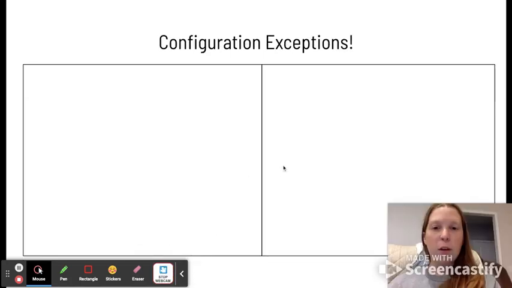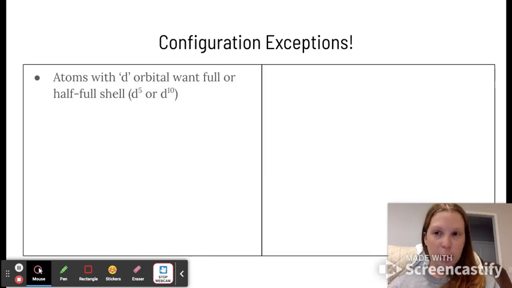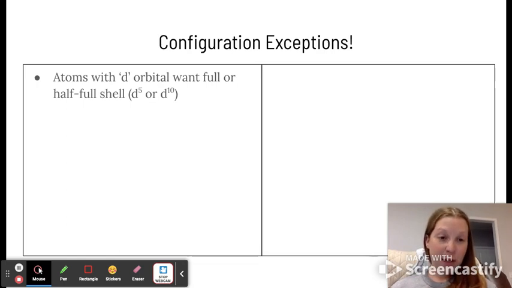So now let's talk about configuration exceptions. There's only a couple here that we need to know. And this is specific to the d orbital for us. It does also happen with the f orbital, but you guys won't have to go into writing configurations for those. So atoms with the d orbital will want it to be either full or half full by the end of the configuration. So if we can have a d5 or a d10, we want it. If you have a d3, you can't do anything about that. A d7, can't do anything about that. But if we can get to a d5 or a d10, we want that.